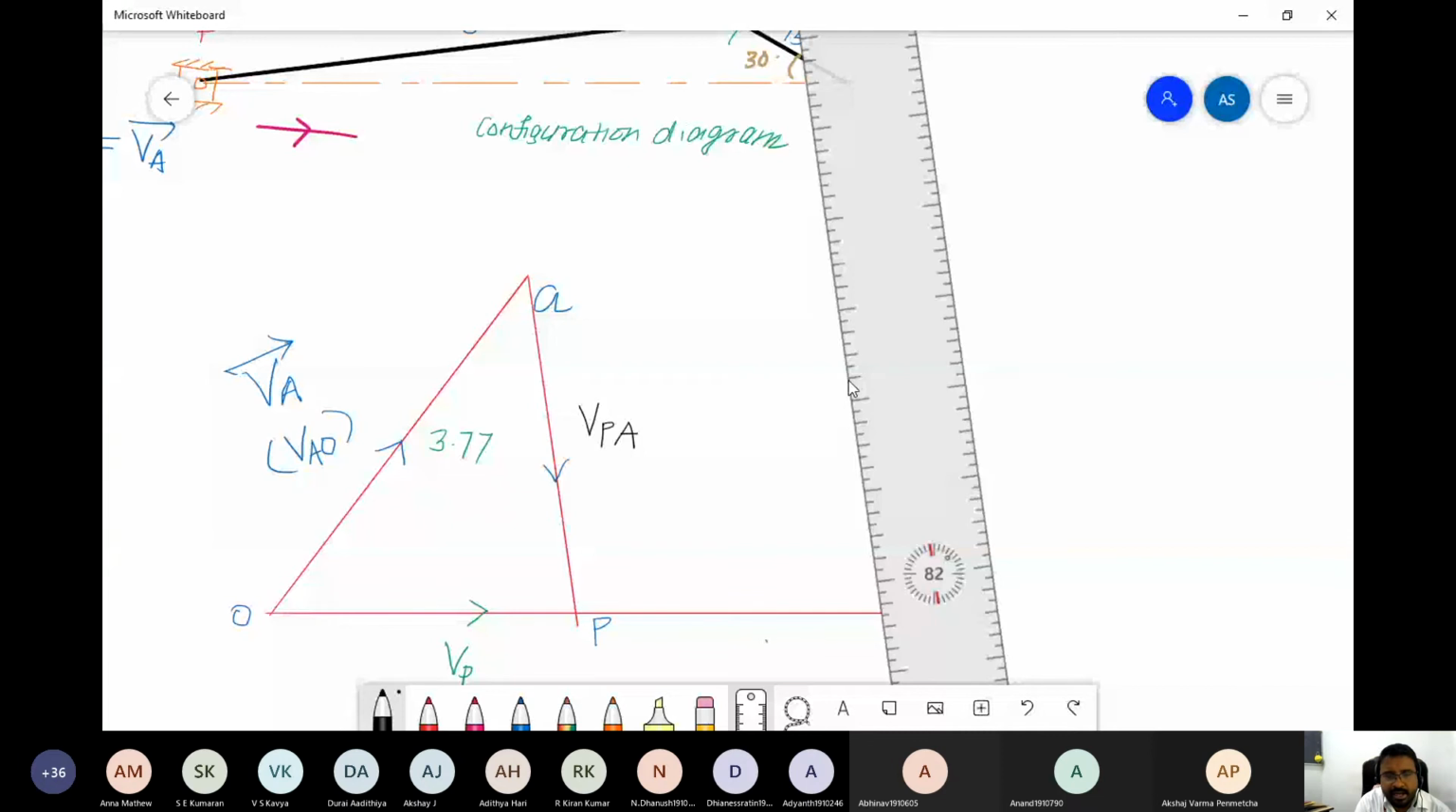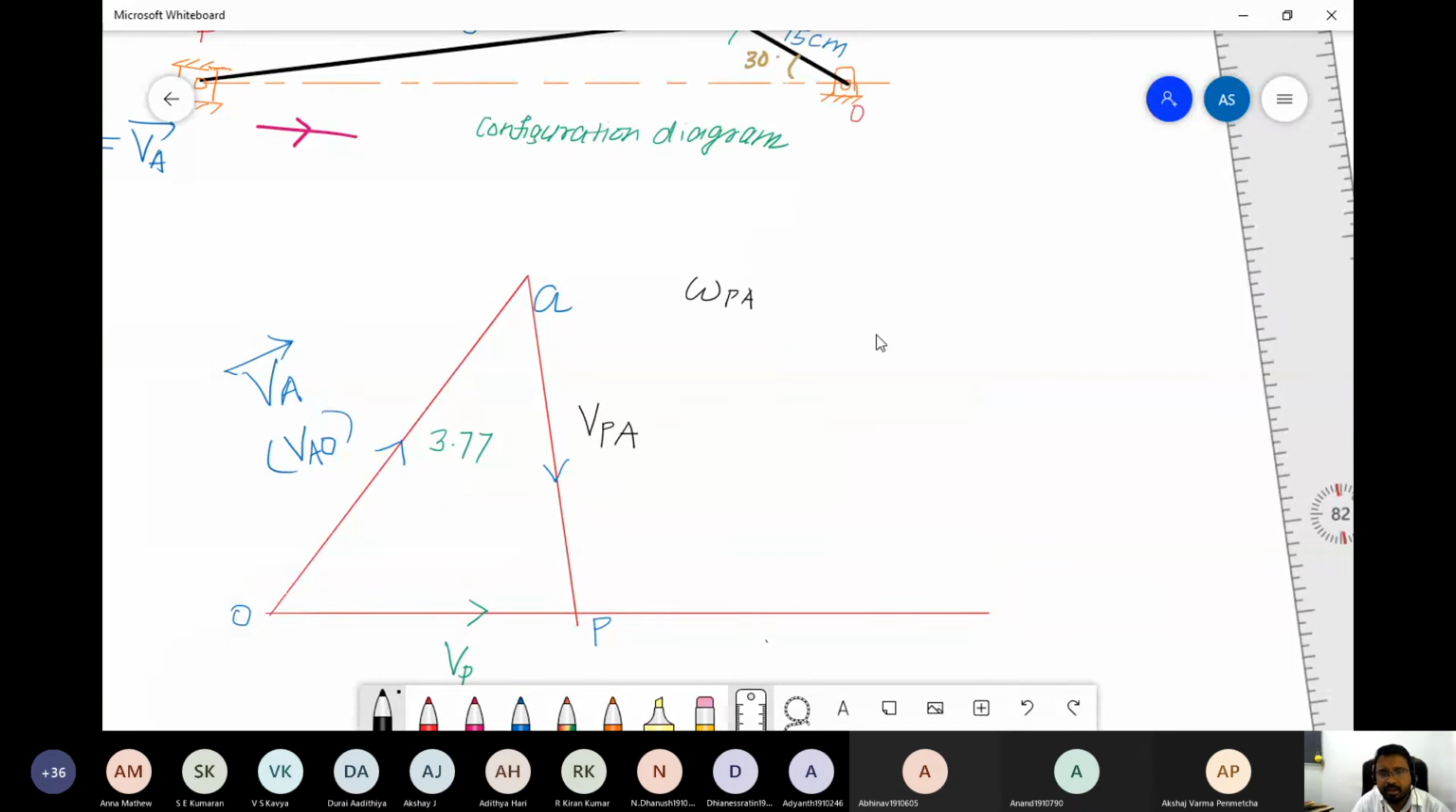Now we have got the velocity of it. Now I want to know omega PA. I don't know omega PA. Can you find out omega PA and tell me? What will be omega PA now? Omega PA will be.